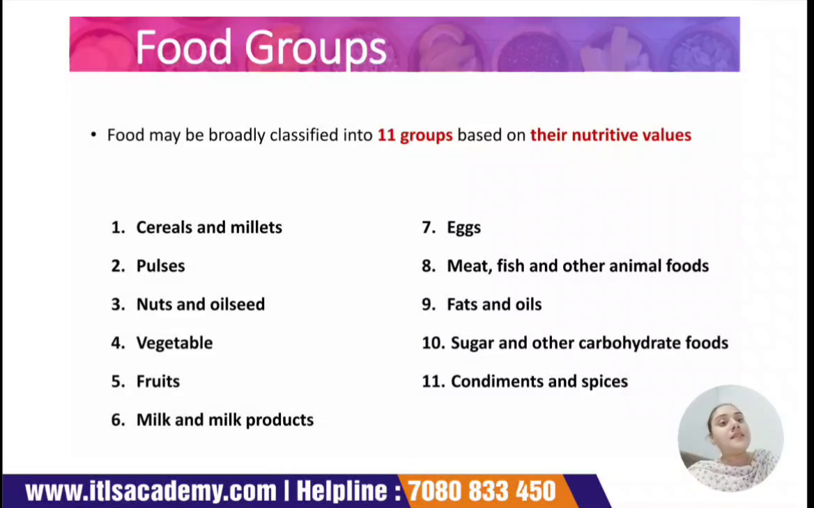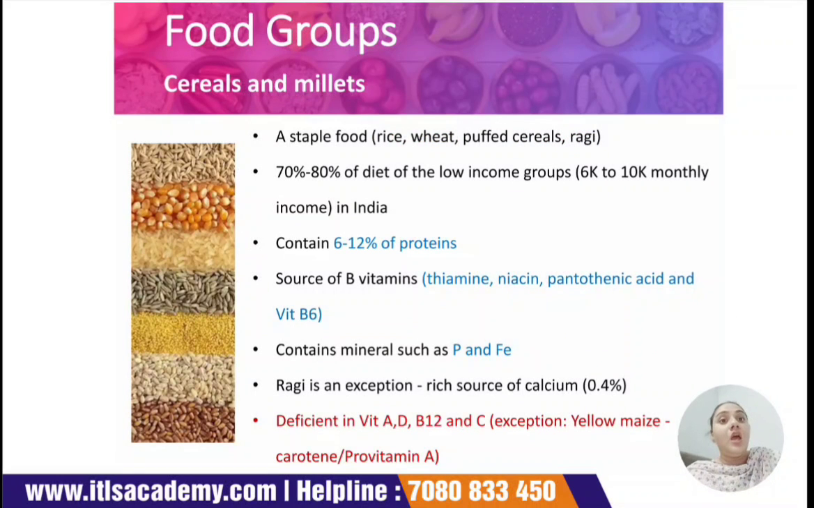Okay, so this is very important: never ever consume anything in excess. You should always consume everything in a balanced way. Now comes the food groups. The first one is the cereal and millets. Cereal and millets contain different types of pulses, different types of wheat, different types of rice.